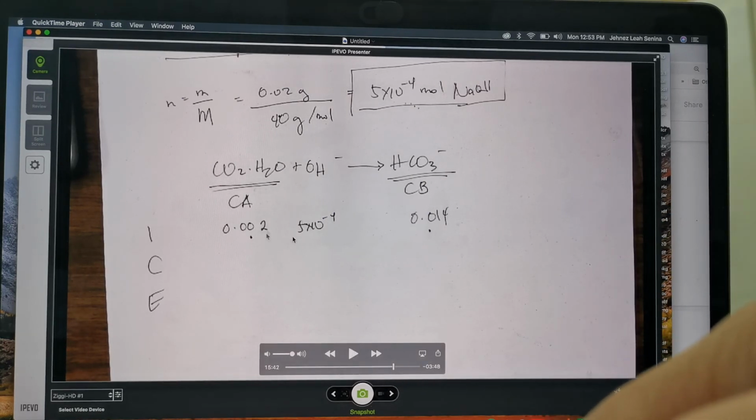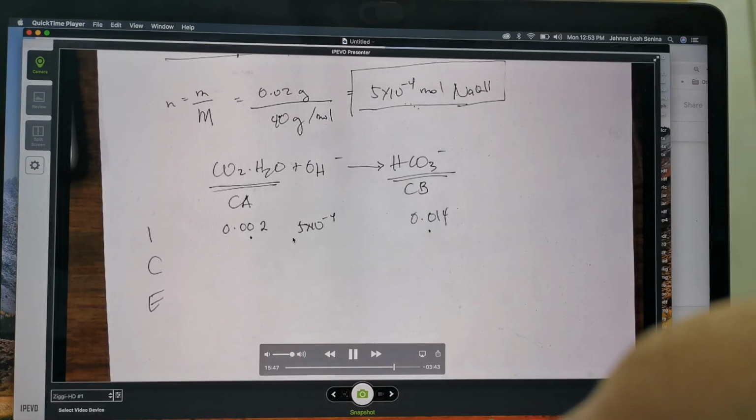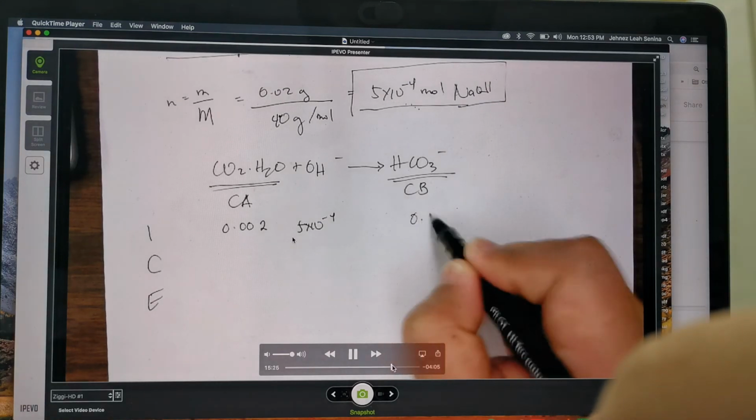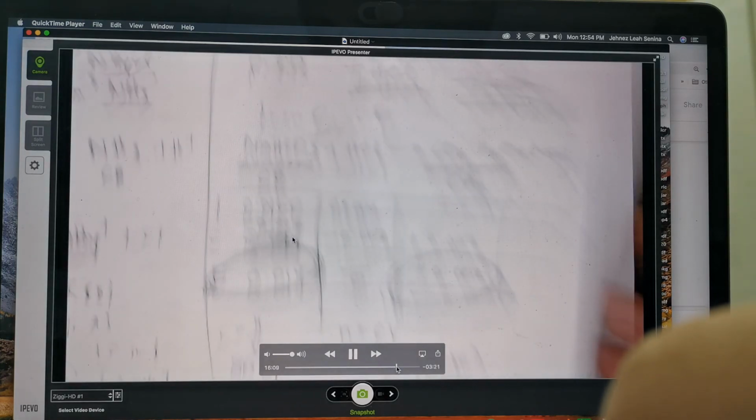So the mole of the conjugate acid is from the previous calculation we had. Also the mole of sodium hydrogen carbonate is from the previous calculation we had. So minus 5 times 10 to the negative 4 is going to be limiting.